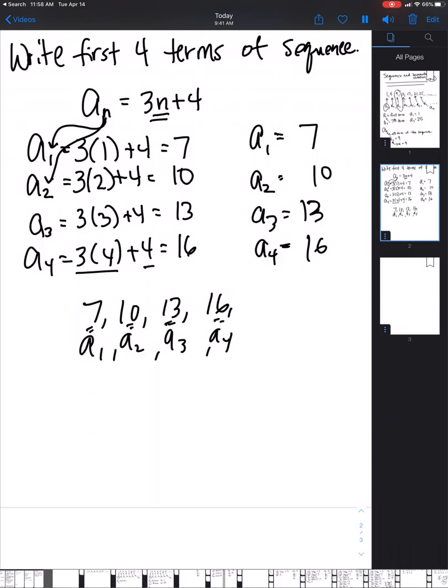I do want to say that if they asked you to find, let's go big, the 100th term, in this case you would have A100 equals 3 times 100 plus 4. So 3 times 100 is 300, plus 4, so 304. The 100th term's value would be 304. Just another example.